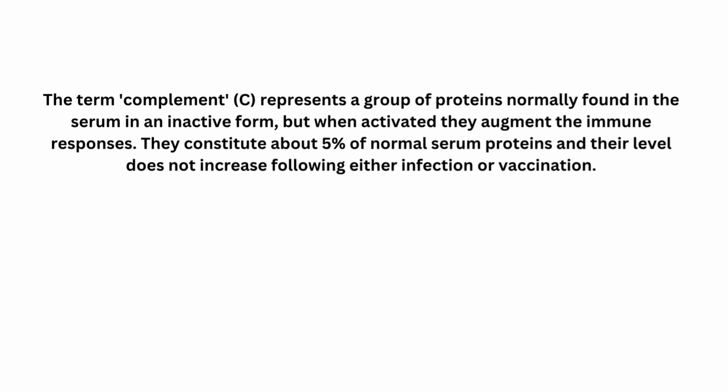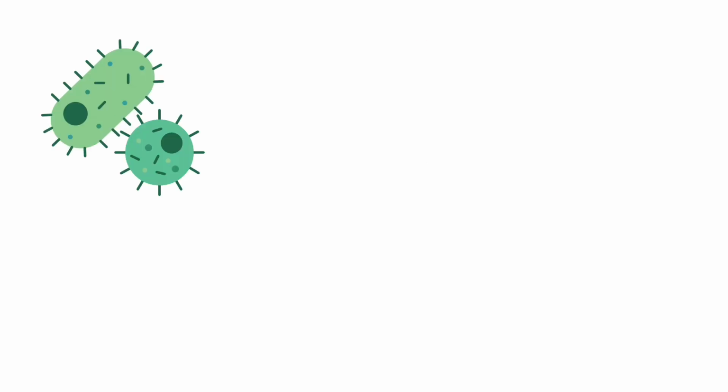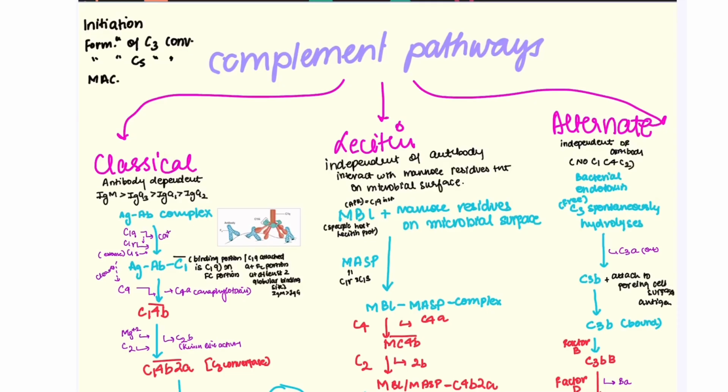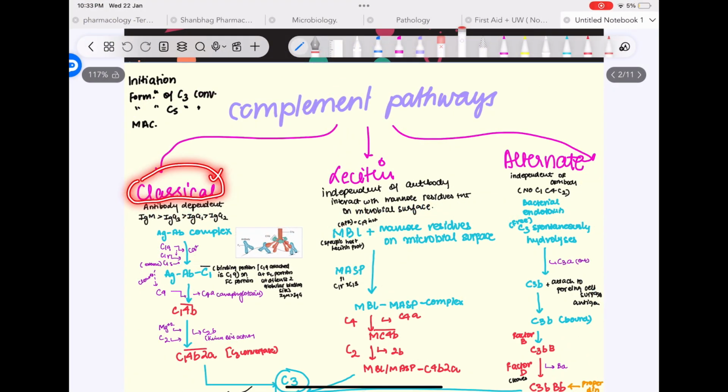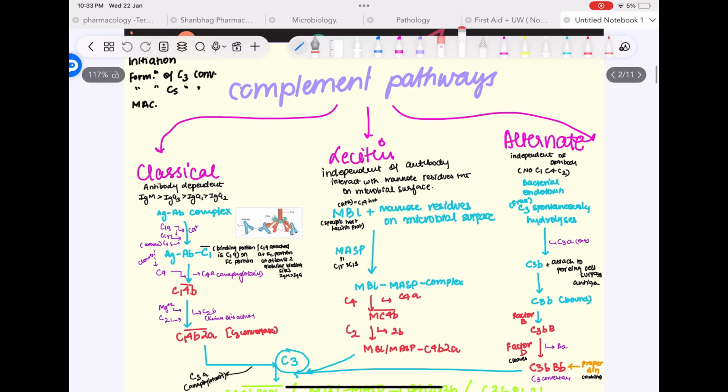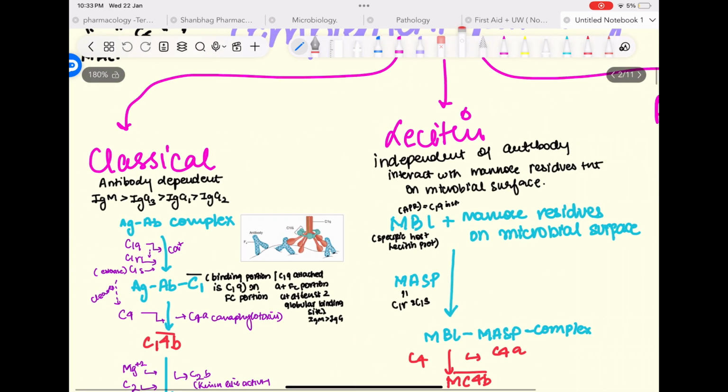The term complement represents a group of proteins normally found in inactive form, and when they are activated they augment the immune system. They make up about 5% of the normal serum protein, and the levels do not increase following either infection or vaccination. So what does the complement system do? It provides resistance against bacteria, viruses, and fungi. There are 3 main pathways called the classical pathway, alternate pathway, and lectin pathway. Let's look at them in detail ahead.